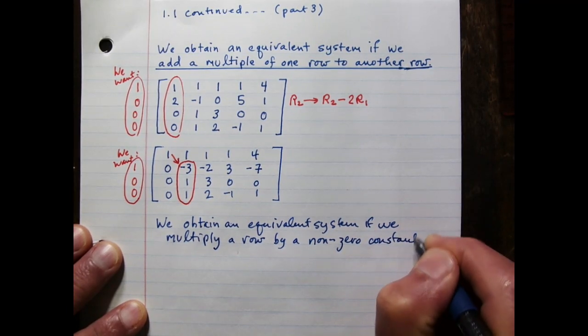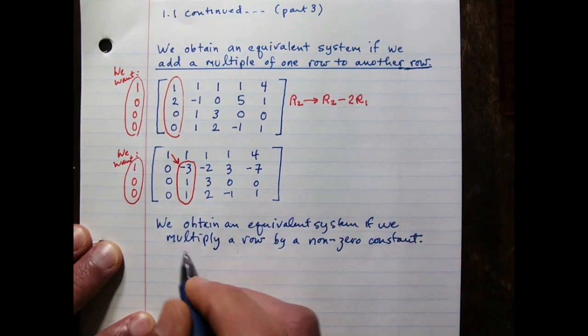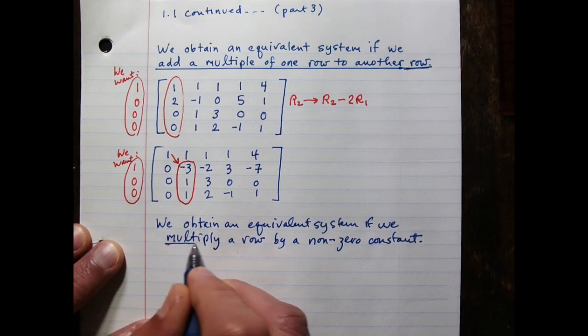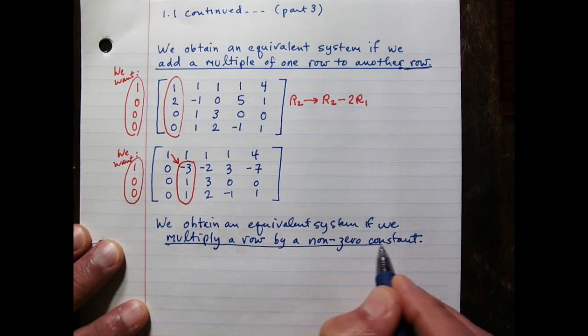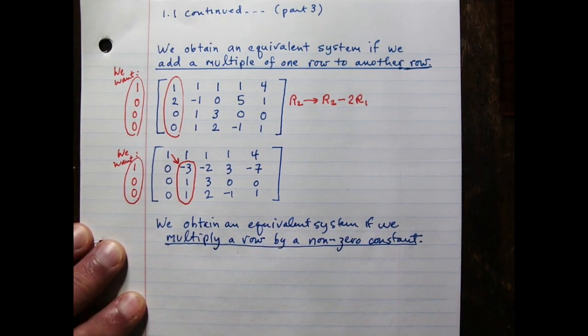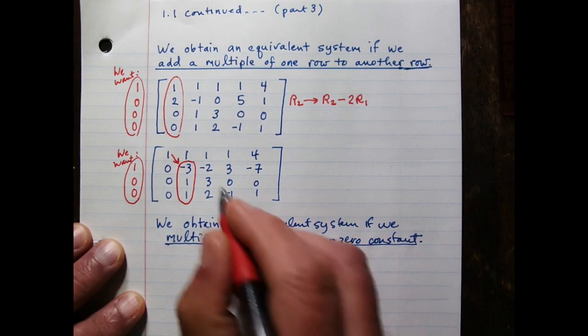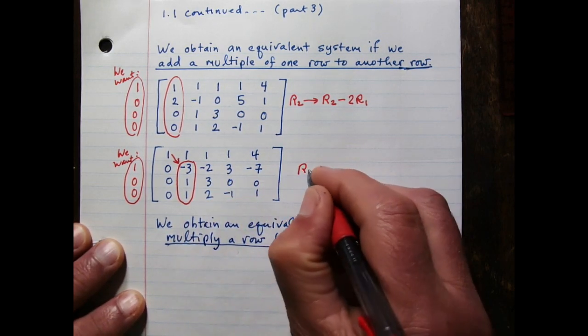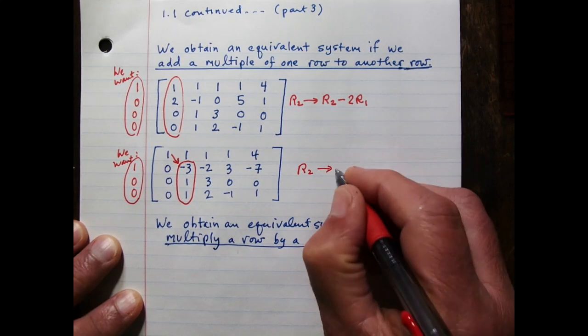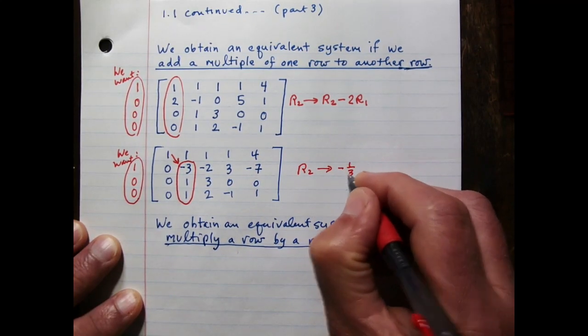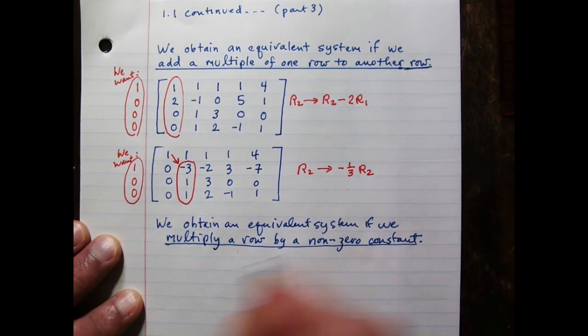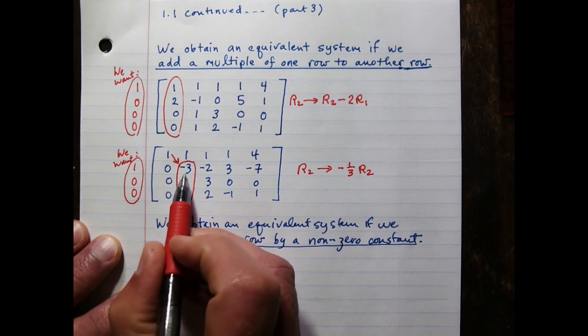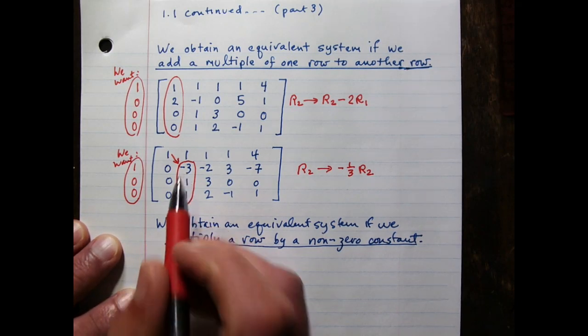And that's exactly equivalent to multiplying both sides of an equation by the same number, which is something I think you're familiar with from algebra. So I'm going to take that row 2 and replace it with negative a third row 2, because that will give me a 1 in this second position.